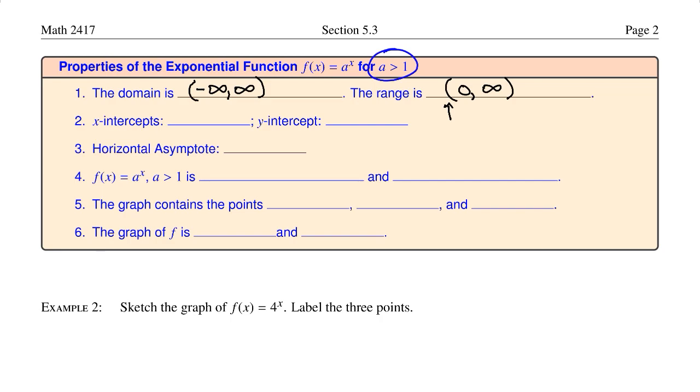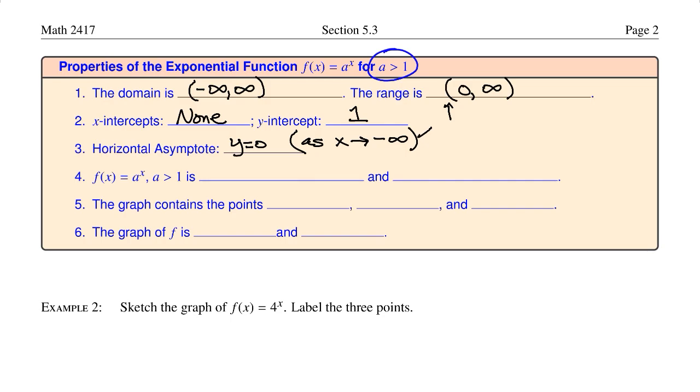Number 2, x-intercepts. Well, since the y's are never equal to 0, there are no x-intercepts. So we say none. The y-intercept was 1. The horizontal asymptote was y equals 0. And we can even put in a little note here that this one is as x approaches negative infinity. So you can have a horizontal asymptote that is on both sides, the left and the right of a graph, but you don't have to. You can have it only on one side. And when you have it on one side, you can specify which side it's on.